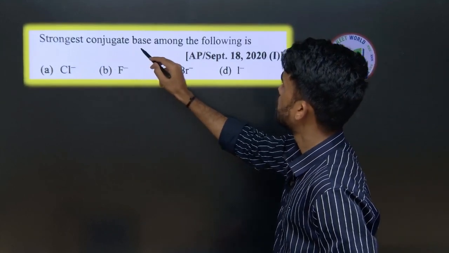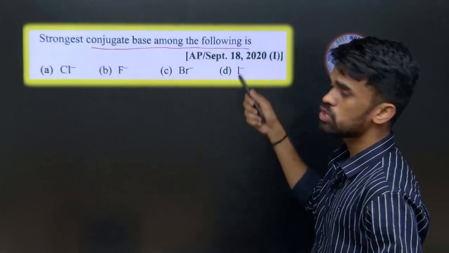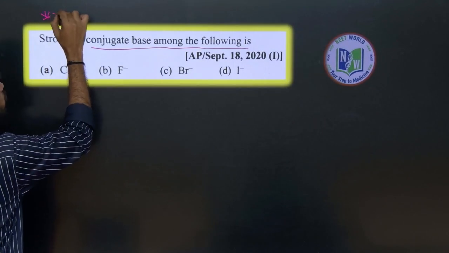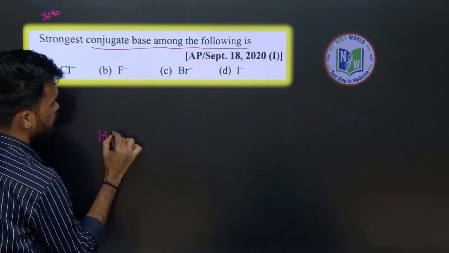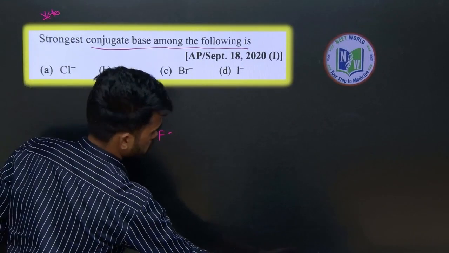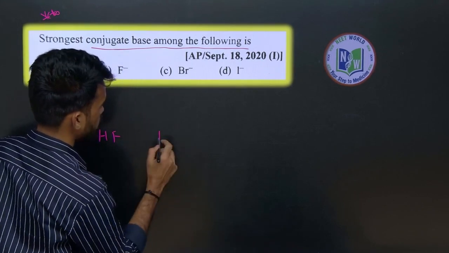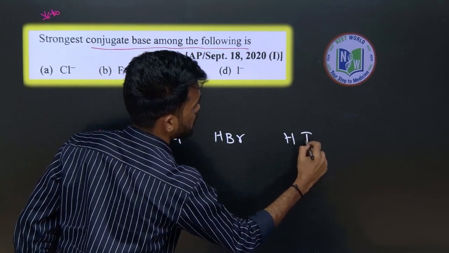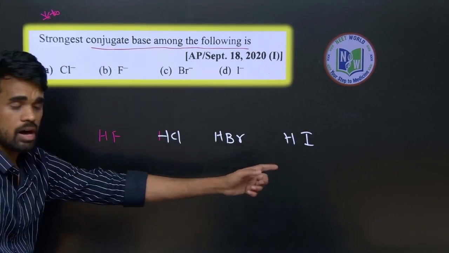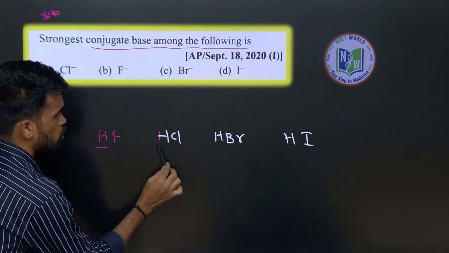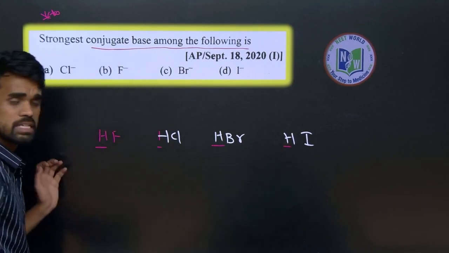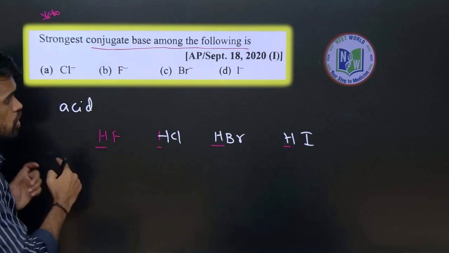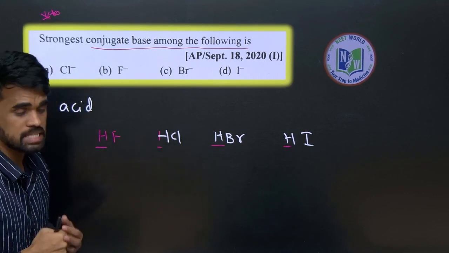Strongest Lewis base among the following is... So I will tell you one example here. Listen, this is an important question again. So HF, HCl, HBr and HI, I am writing. See, all of them have a hydrogen atom here, so these can act as acids. They will show acidic nature. Out of these, which is the stronger acid, they will ask first.